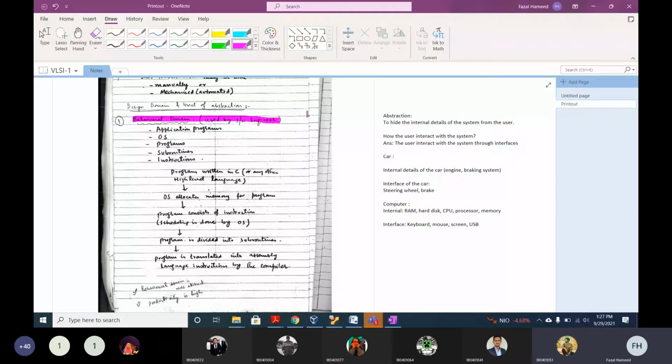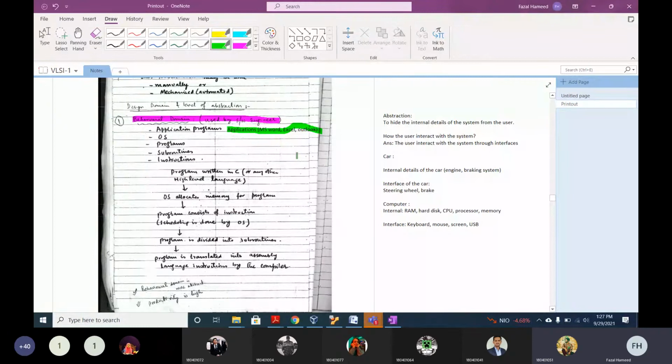If we look at any code, on the top level there are application programs. What are examples of application programs? What are the different application programs in your computer? Sir, Microsoft Word, OneNote, Adobe PDF, Chrome, Excel, Outlook. These are different application programs, different applications on the computer.